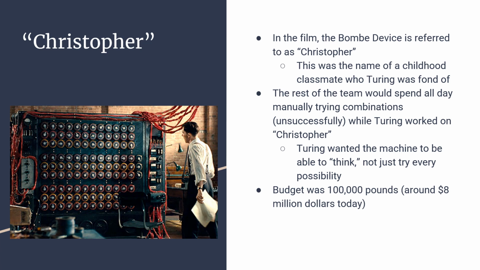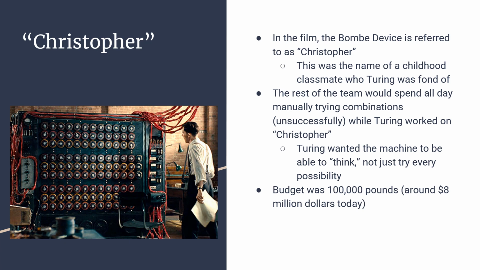thinking about Christopher, Turing recognized that there were just too many combinations in any given day to figure out, and the fact that Enigma changed every day compounded that problem. He wanted the machine to be able to think, and not necessarily just manually try every single combination, because there was no machine at that time that would be able to do that many combinations before the code would change. And so he wanted it to be adaptive and kind of intuitive.